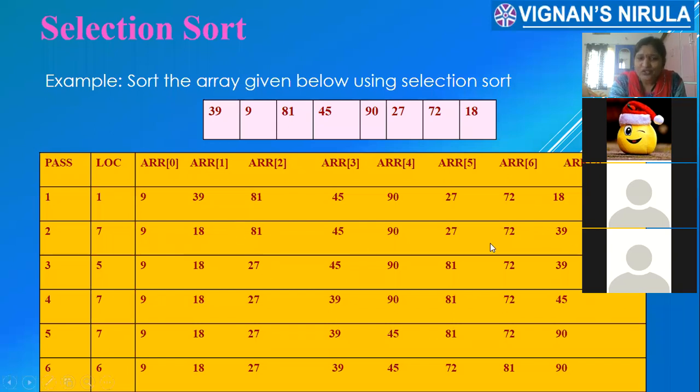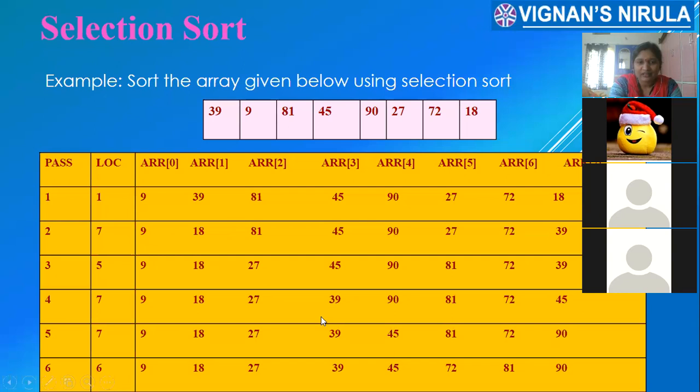Next, where do you have to start from now? What is your smallest element to be taken as? 81 initially. Location, A of 2. Location 2, smallest A of 2. What is A of 2? 81. Please listen attentively, those sitting next to each other. So what is your smallest? 81. What is your location? 2, ma'am. Next, that has to be compared with the rest of the elements.